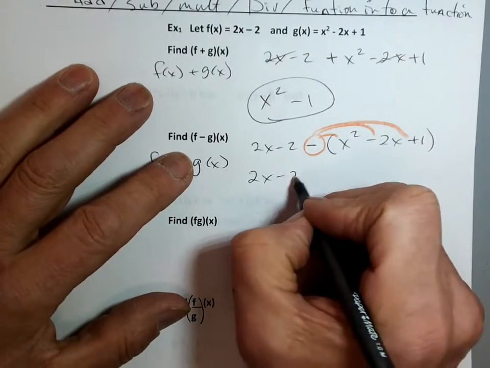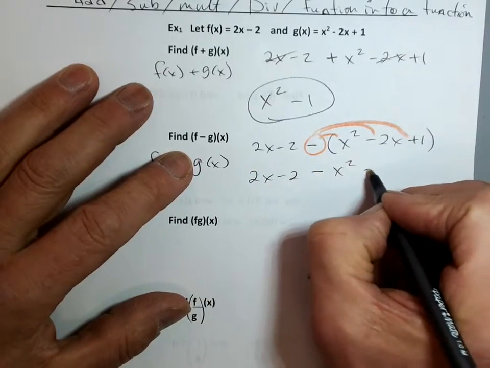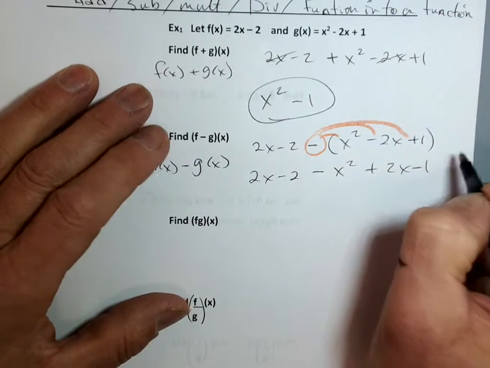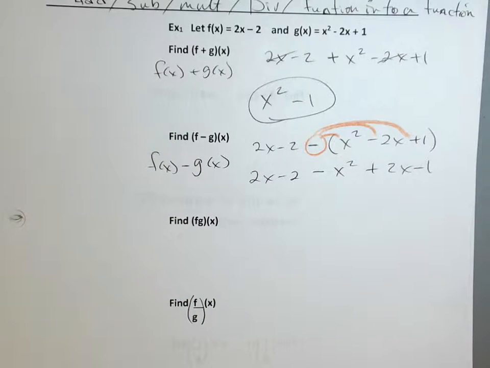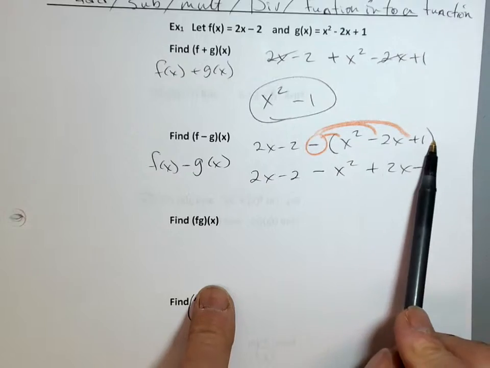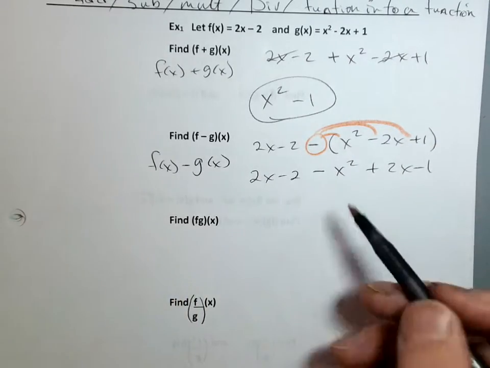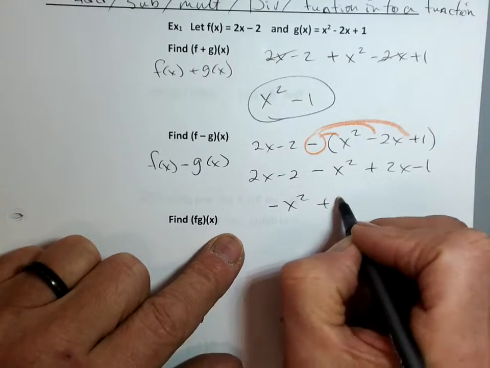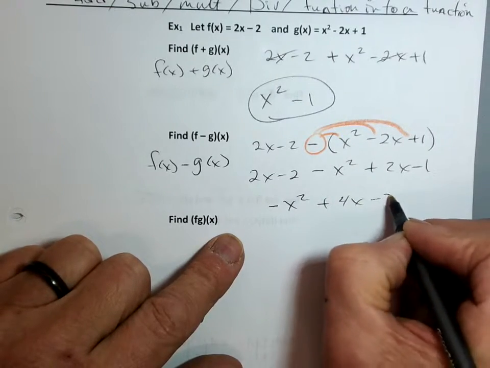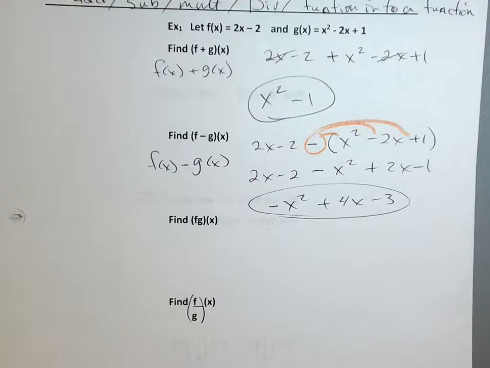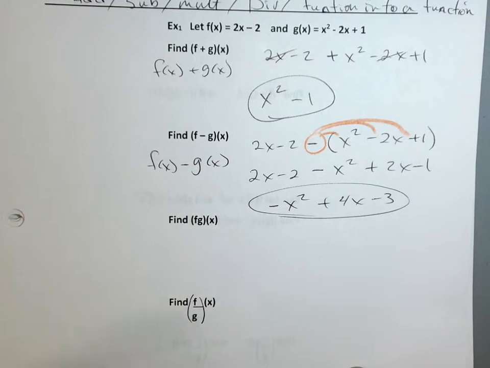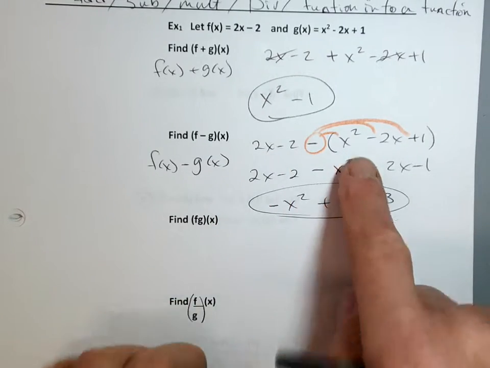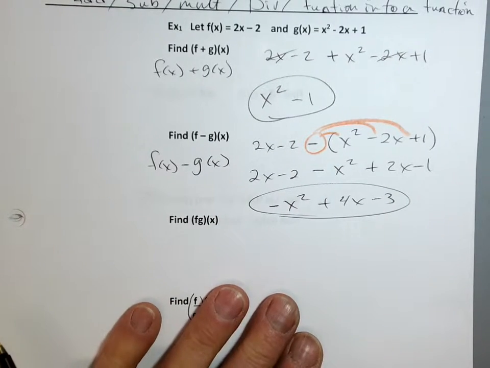2x minus 2 minus x squared plus 2x minus 1, right? So I'm going to subtract the entire function and bring the negative through, okay, so I'm going to have a negative x squared plus 4x minus 3, right? I'm just going to be careful. I subtracted the second function from the first function, and that's what I got.